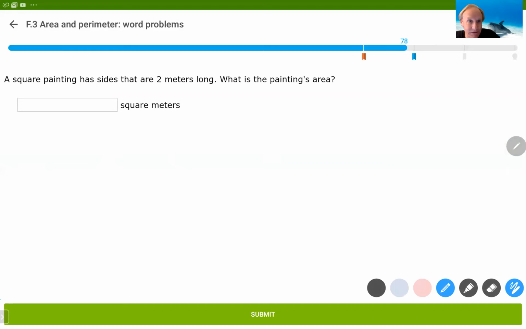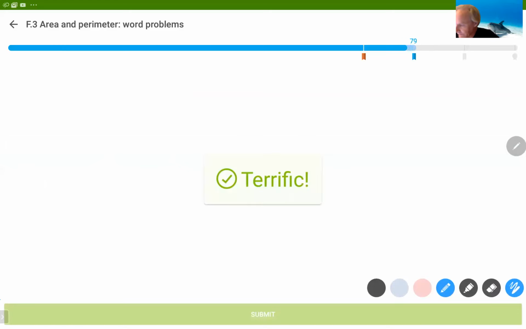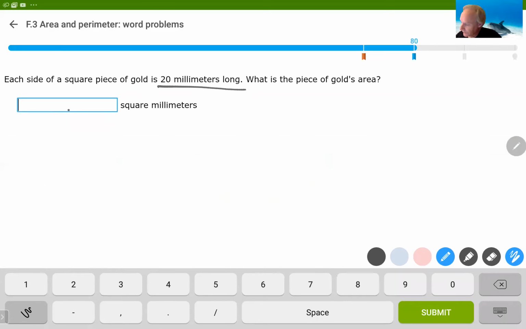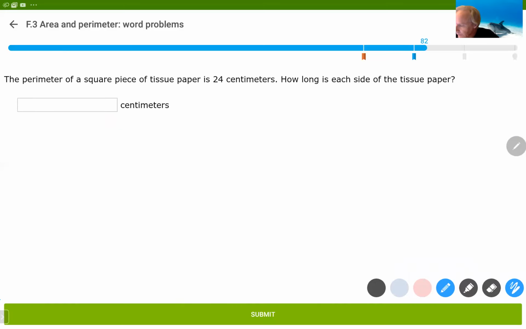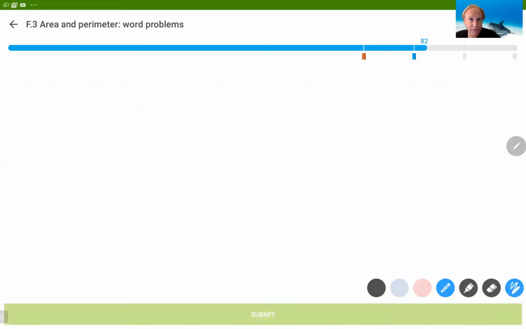I'm going to go a little faster. This is areas 4. They're going to make it easy for me so I can get this done. A square is 20. What is the piece of gold's area? It is 400. When you square 20, you get 400. A square is 24 centimeters. Each side is 6. We're just dividing it into 4 equal parts.